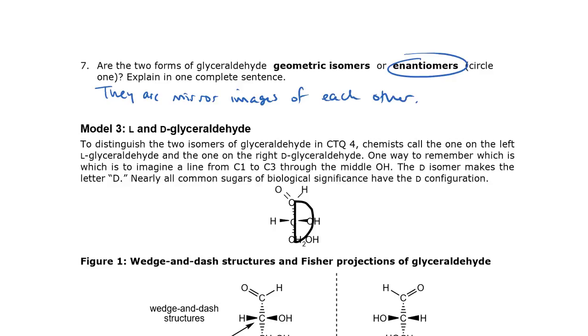This is probably the easiest sentence you can write. They are mirror images of each other. If you're not seeing that they're mirror images of each other, just be patient and we'll investigate that here as we go through the next model. So let's do that now.